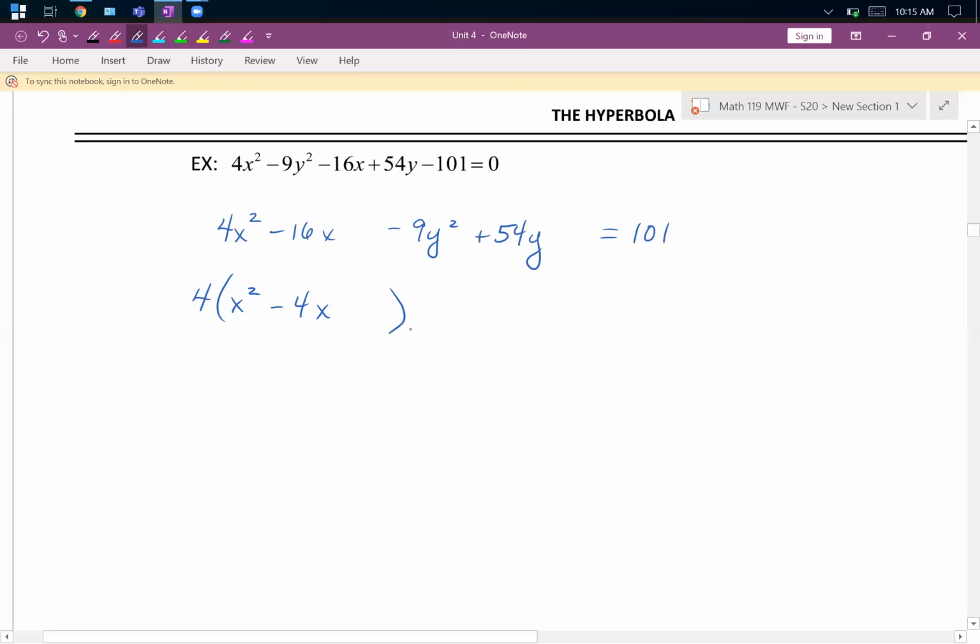I need that to be 1y squared. So we're actually factoring out a negative 9. And when we factor out a negative, it's going to switch that 54 to be negative 6. So just be careful with that. It's easy to miss that negative.